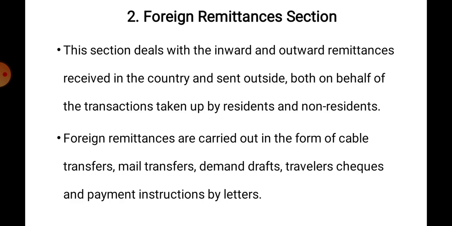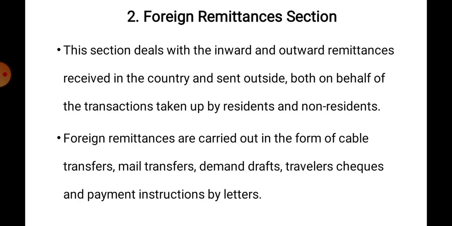Second one, foreign remittances section. The foreign remittances section deals with the inward and outward remittances received in the country and sent outside, both on behalf of the transactions taken up by residents and non-residents. Foreign remittances are carried out in the form of cable transfers, mail transfers, demand drafts, traveler checks, payment instructions by letters. All these forms are widely used both for inward remittances as well as outward remittances.